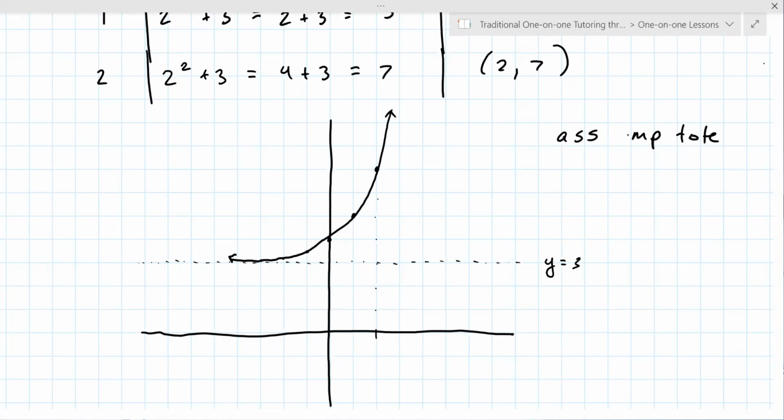So the key here is you can't cross this line when you're graphing. You need to show all these points. It's not a straight line. It's got a curve to it. You really have to show that the dot wouldn't be on the asymptote.